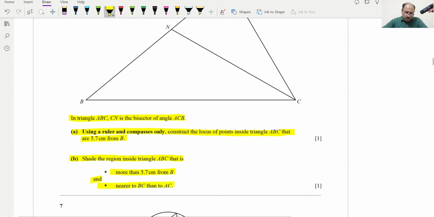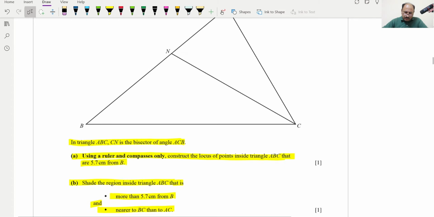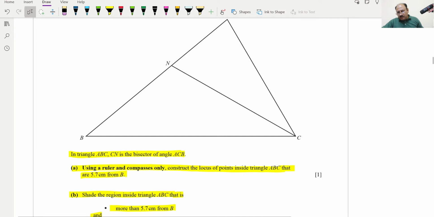So first we will do part A, which is using a ruler and compass only, construct the locus of the points inside the triangle ABC that are 5.7 centimeters from B. So we will draw the line 5.7 centimeters from B. We will open the compass, place it over here, open 5.7 and make an arc.